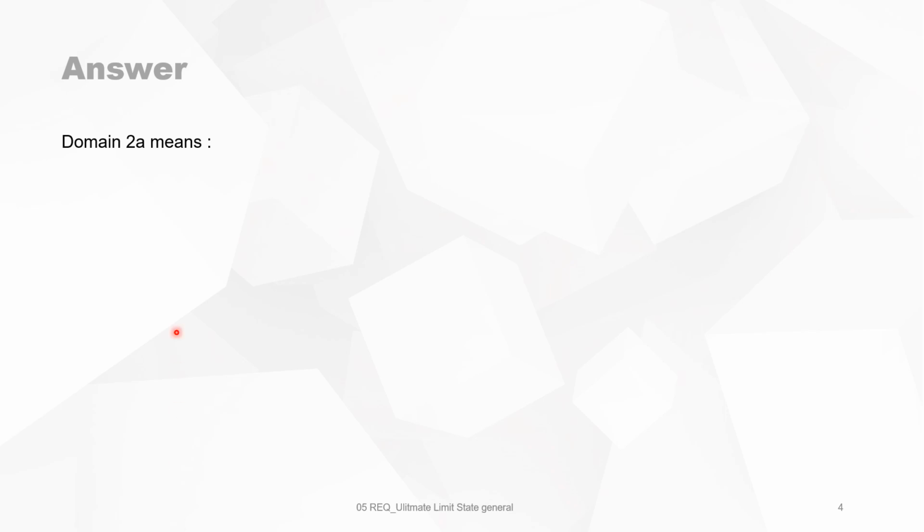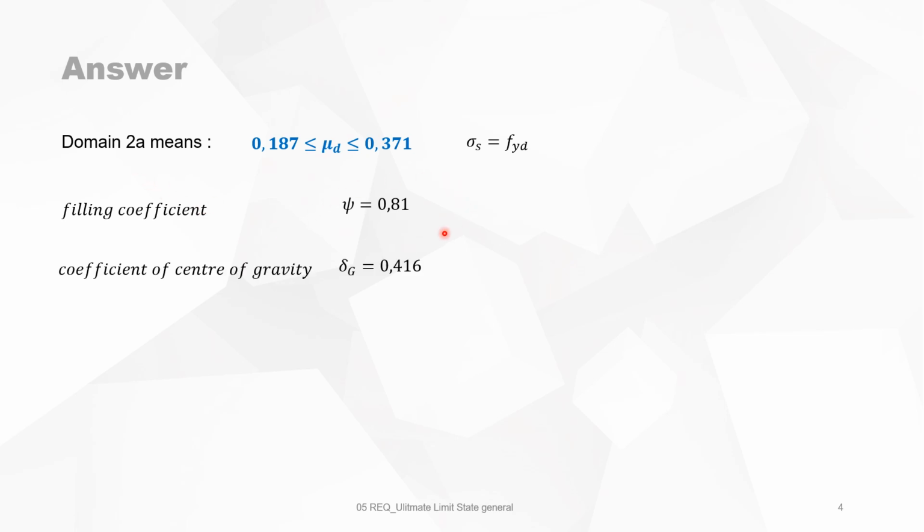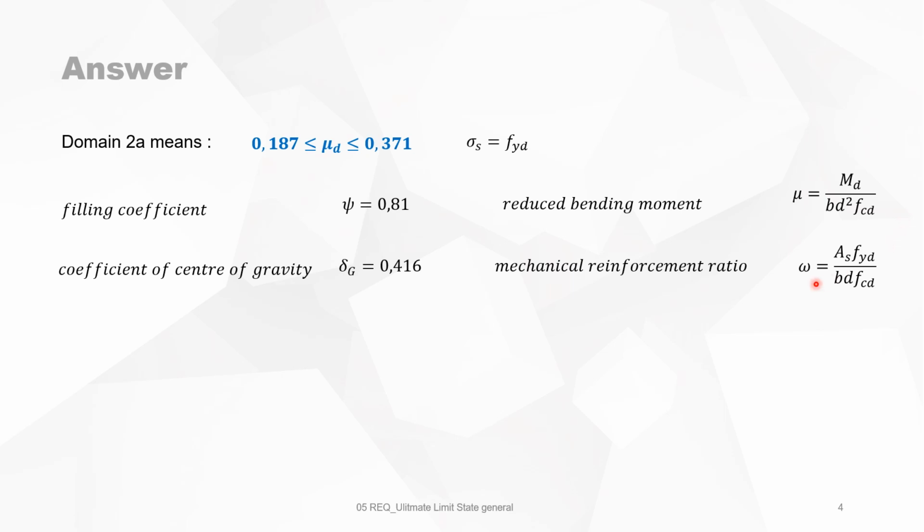Domain 2A means that the reduced bending moment is between those two numbers. It means also that the steel is yielding. The filling coefficient in domain 2A is 0.81 and the coefficient of center of gravity is 0.416. The reduced bending moment is defined with this formula, and the mechanical ratio is also defined by this formula.